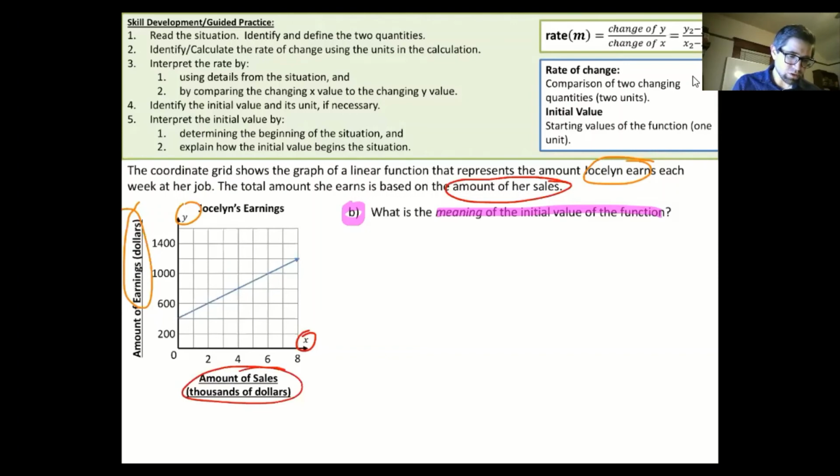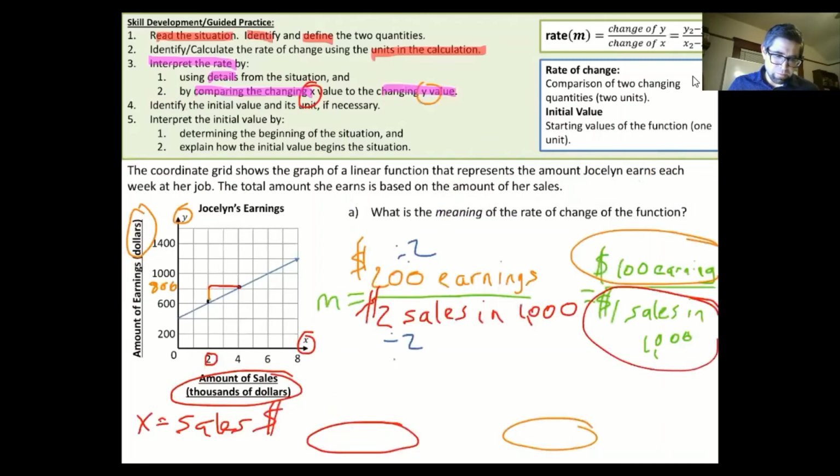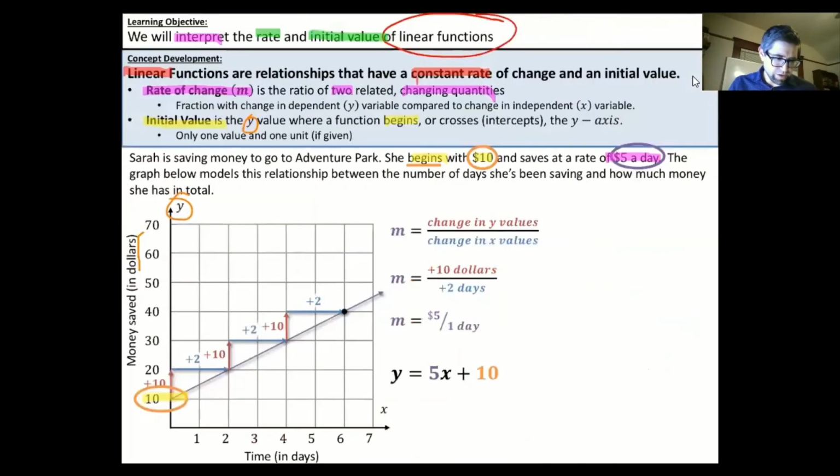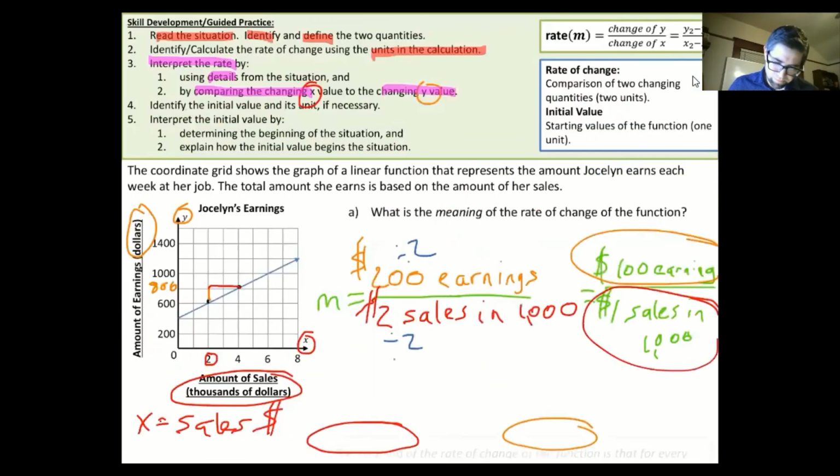Identify the initial value and its units. Okay. So if we go back to our concept, in fact, let's actually go back to our concept. Our concept, the initial value was the Y value where the function begins. Okay, on the graph, I can see that I have it circled in orange down here. That's $10. That's how much Sarah began with. Okay, let's go back to our problem.